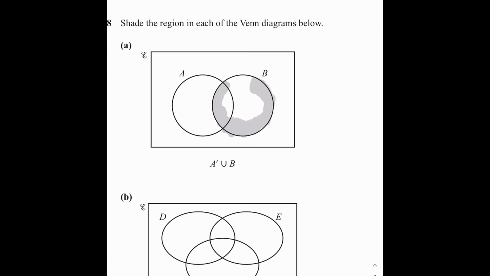And A prime meaning shade everything other than A. So shading everything other than A means shade this whole thing outside. Yeah, just make sure you shade it in properly. This is basically what you're supposed to do. Everything other than A is to be shaded in. Ignore the small bumps on A. Okay, yeah, that's how you shade that.